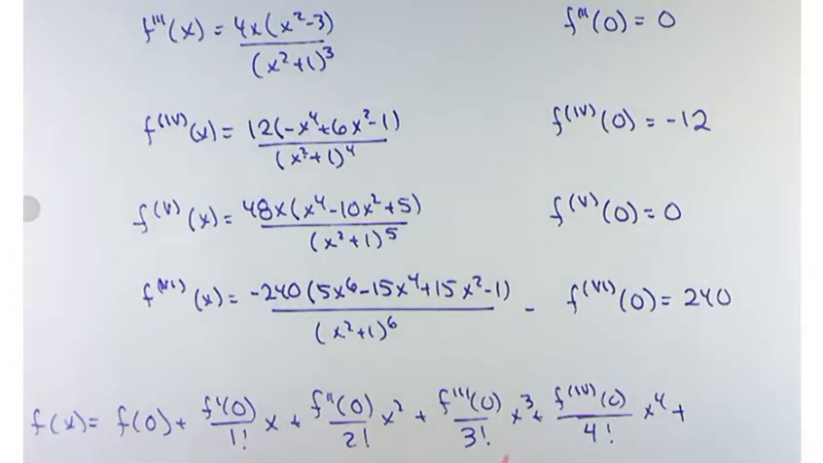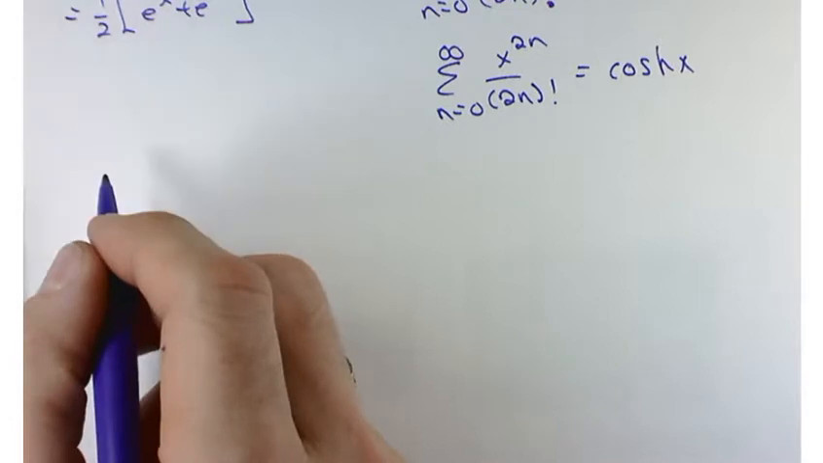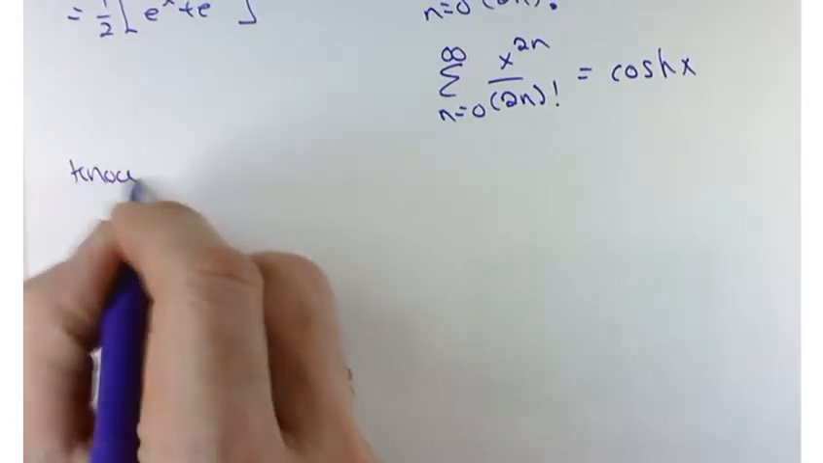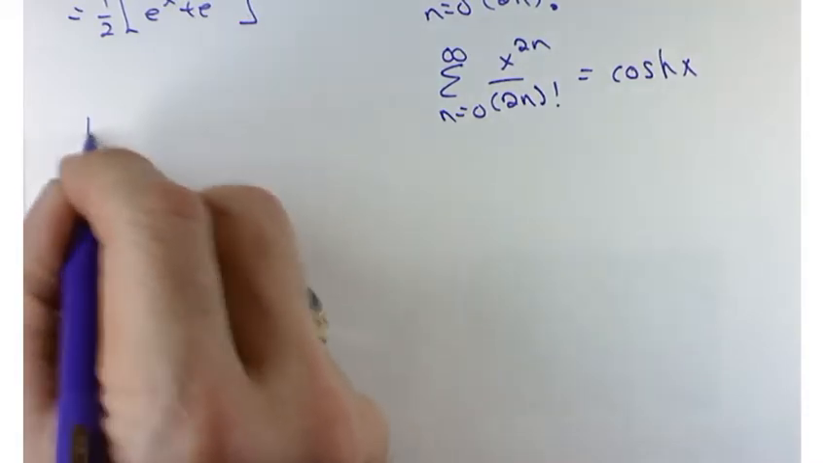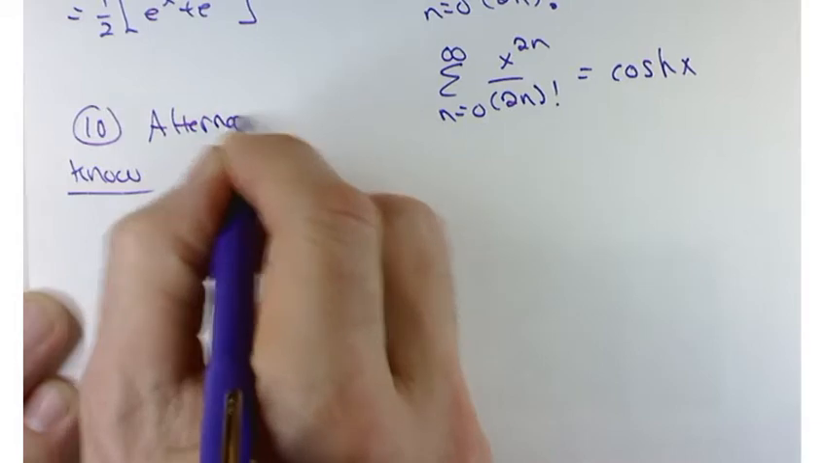All right, so what's the clever approach? What else could we do here? The other possibility for us is to try and outwit the problem. For instance, one of the series that we derived was this. So this is going to be problem number 10, alternate method.